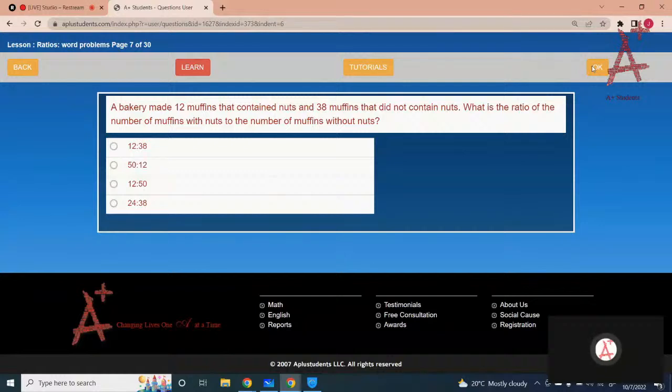Okay. A bakery made 12 muffins that contained nuts and 38 muffins that did not contain nuts. What is the ratio of the number of muffins with nuts to the number of muffins without nuts? So, what is the number of muffins with nuts? 12. And the number of muffins without nuts is 38. So the ratio is 12 ratio 38. Very good.